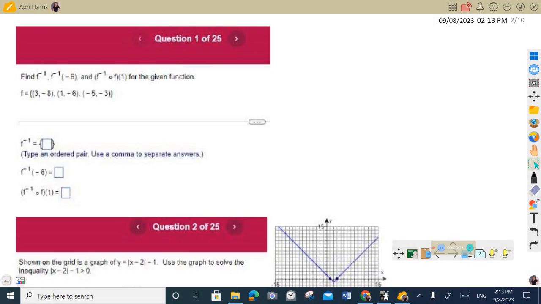All right, good afternoon. This is the Math 150 College Algebra Review for Ms. Meador's Unit 1 test. So we're starting with question 1.